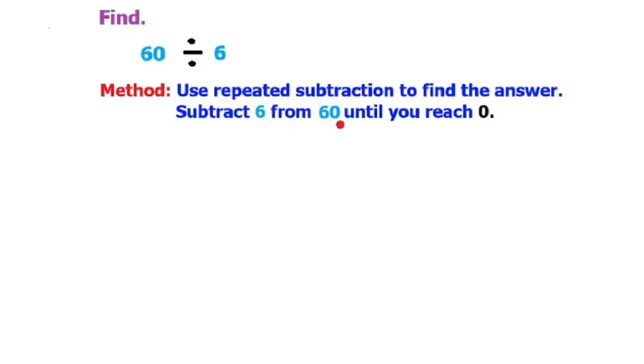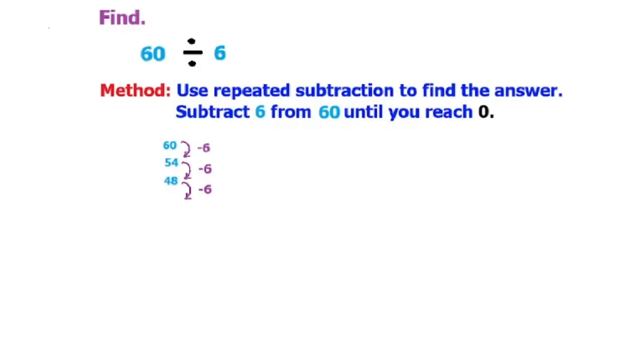Subtract 6 from 60 until you reach 0. So you subtract 6 from 60 until you reach 0, and that's essentially what division is. So let's start with 60 and then subtract 6 from it, and you get 54. So you just keep continuing to do that. So the next one, subtract 6, you get 48.